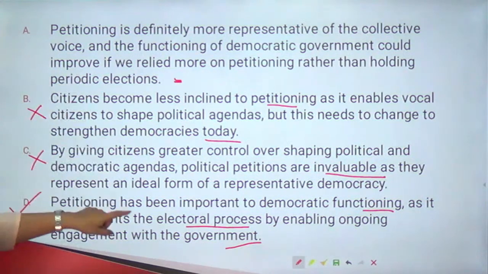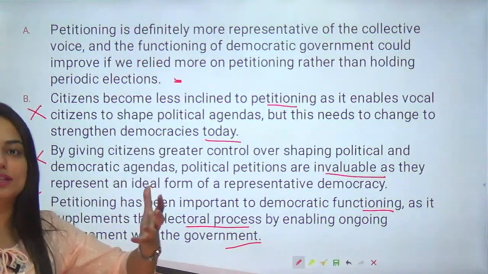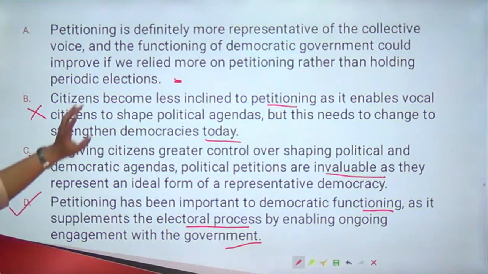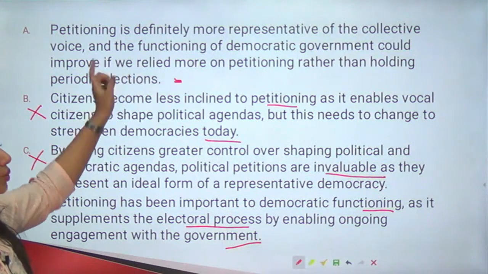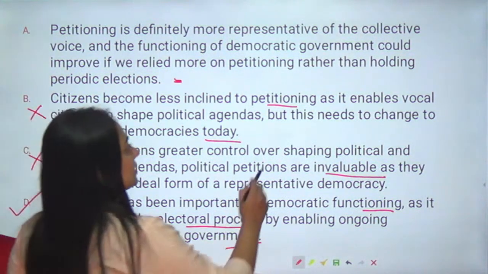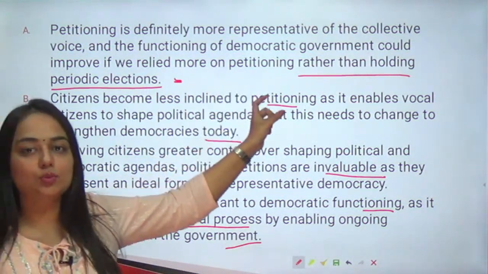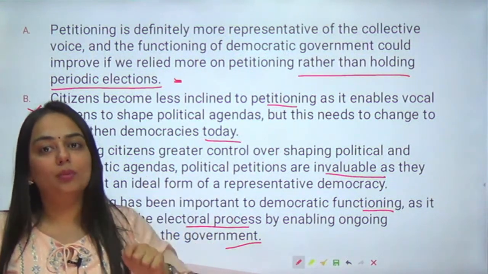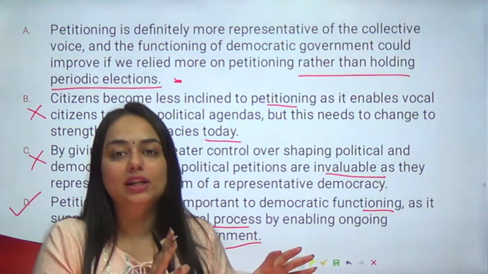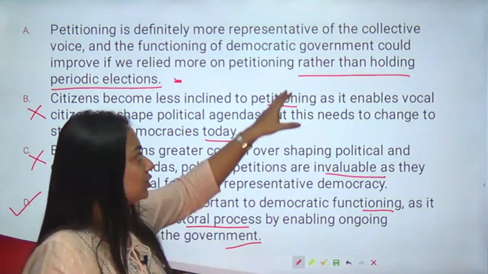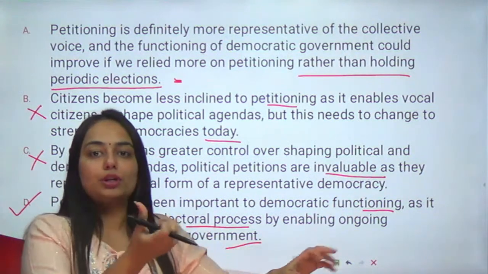So both are talking about petitioning. This one is also saying that petitioning is definitely more representative, just as a democratic government is more representative. And the functioning of democratic government could improve. That is also true. So if we rely on petitioning, it will improve the governance. But look at this. Rather than holding periodic elections, this last part of this option gets a little problematic because the author did not directly say that you should altogether eliminate the election process, right? So this goes way beyond. This is an extreme case because we are talking about replacing election and putting petitions instead of those.